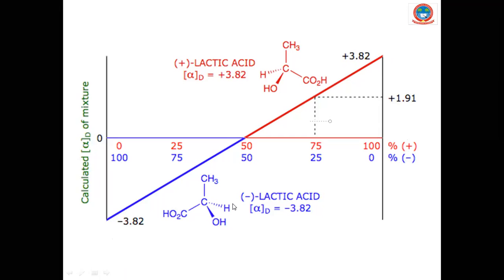Similarly, if you take a third sample and perform the polarimeter experiment and you find that it is a 1.91 rotation, it means that it is a mixture, not a racemic mixture. It is a mixture. A positive value means more amount of R or plus, and less amount of the other. Suppose you got minus 1.9, it means that the mixture contains more minus lactic acid and less plus lactic acid.